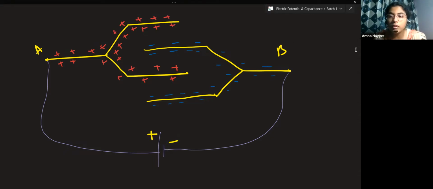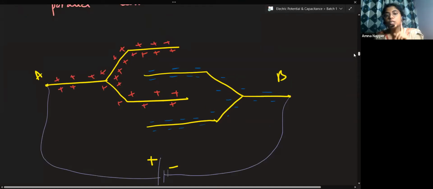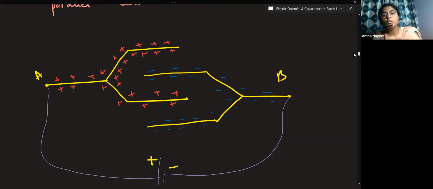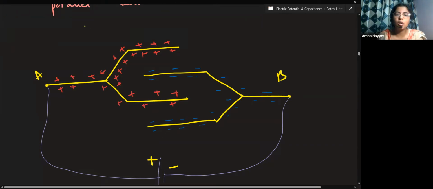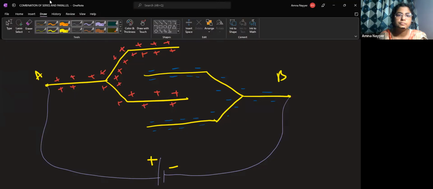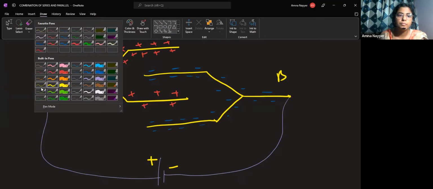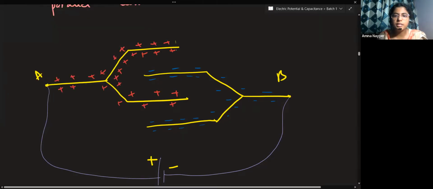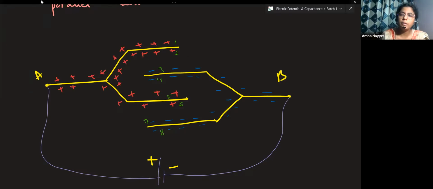Now what did I tell you when we were discussing capacitors? Whenever you study how to construct a capacitor, you have two oppositely charged plates. Oppositely charged, it means, let's talk about the number of plates that are here. This is the first plate, this is the second plate, the third plate, the fourth plate, the fifth plate, the sixth plate, the seventh plate, the eighth plate. All right, all the plates we have mentioned.